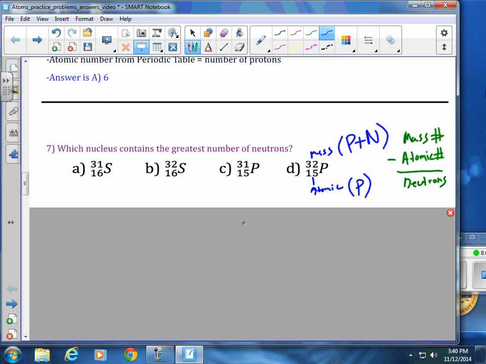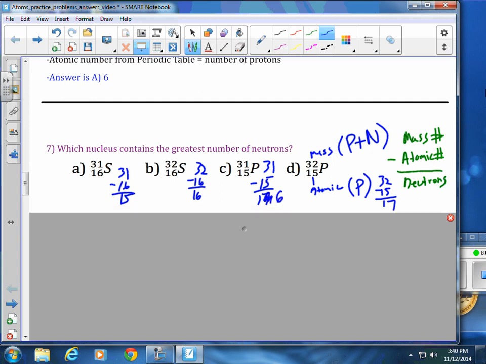I'm going to take for A, 31 minus 16, and when I do that, what do I get? I get 15. And then over here, 32 minus 16, I'm going to get 16. Over here, 31 minus 15, I'm going to get, I think, 17. And then this one over here, 32 minus 15, that would be 17. So this is going to be 16.